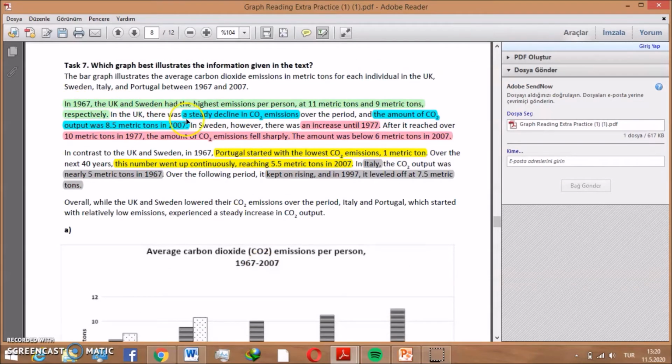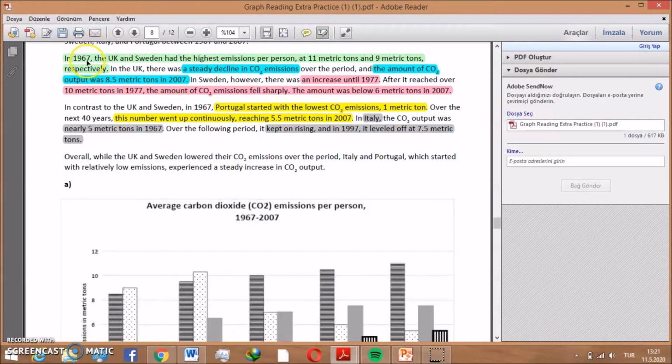In 1967, the UK and Sweden had the highest emissions per person at 11 and 9 respectively. So this word is important. Respectively means generally there are 2 or 3 things here and there are numbers. So I mean we write the numbers like 1, 2, 3, 4, 5 and we write the countries here. It means the first number here matches with the first thing here. It means this 11 is for UK, this 9 is for Sweden. One by one, they match. Respectively means that.